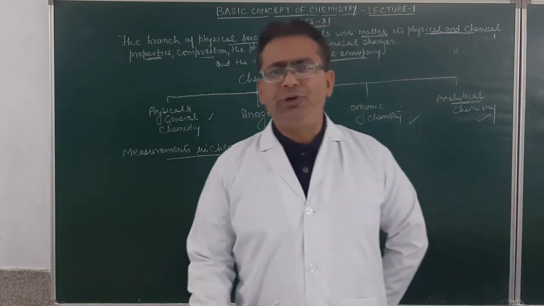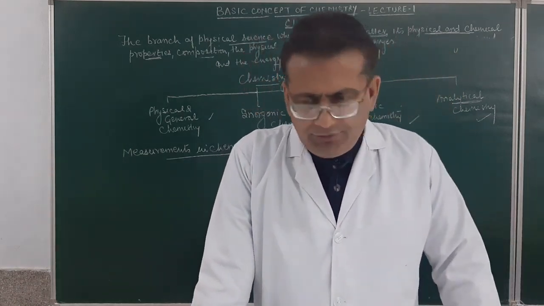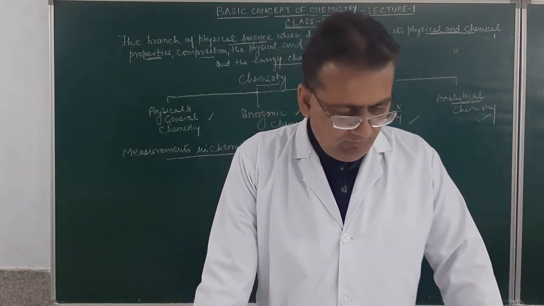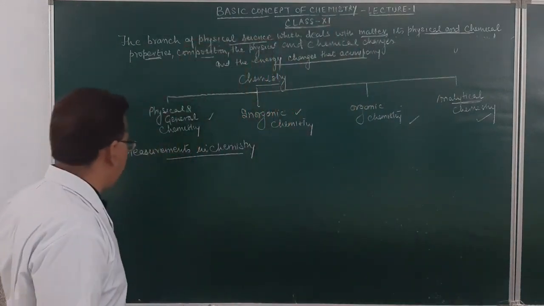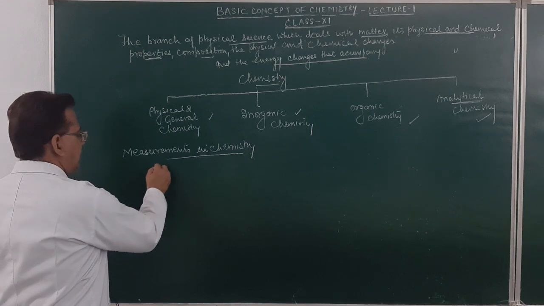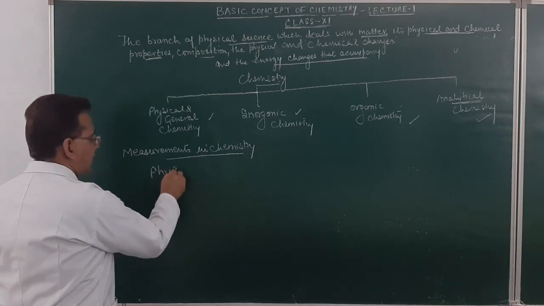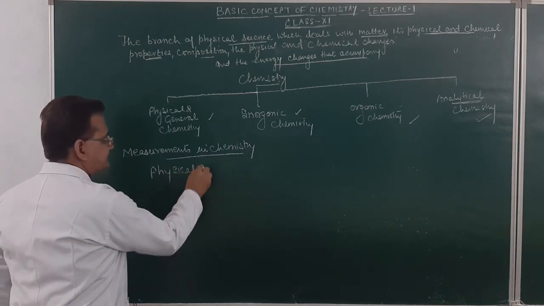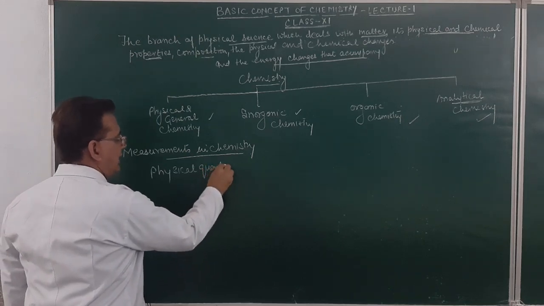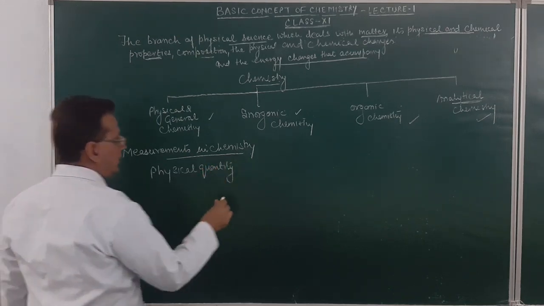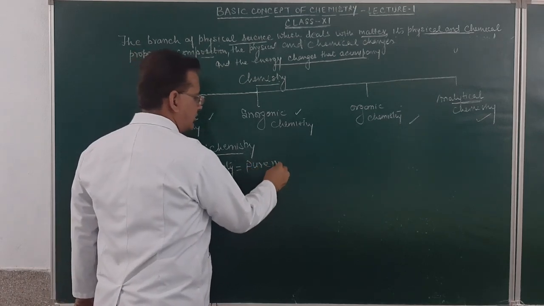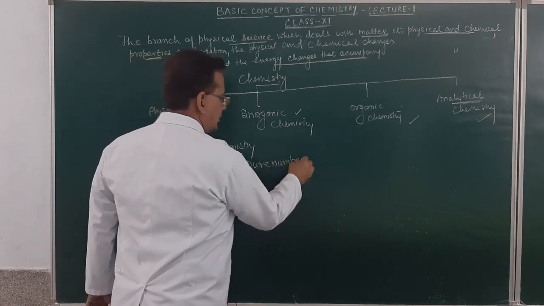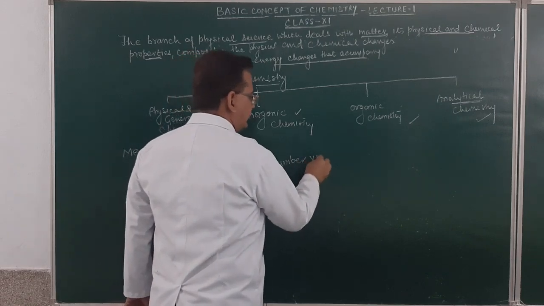How do we measure a physical quantity? It is a pure number multiplied by the unit. So any quantity, if it is a physical quantity and we measure it, will be a pure number multiplied by unit.